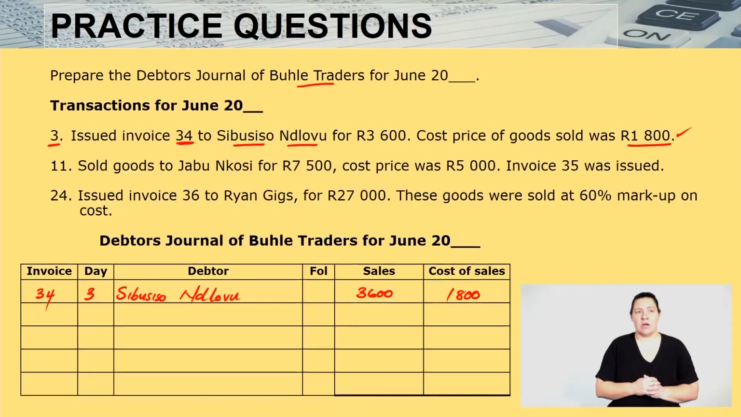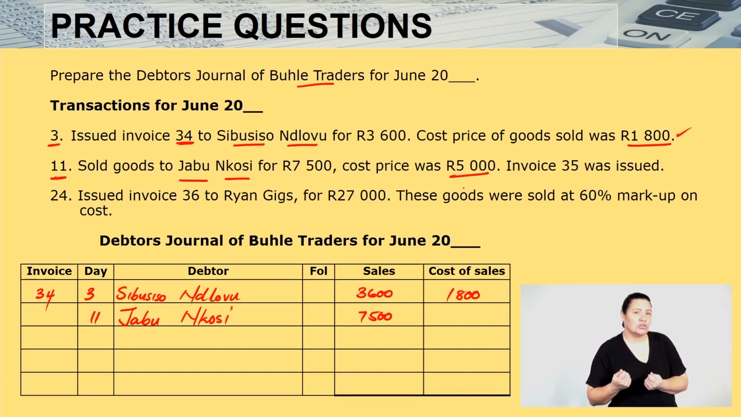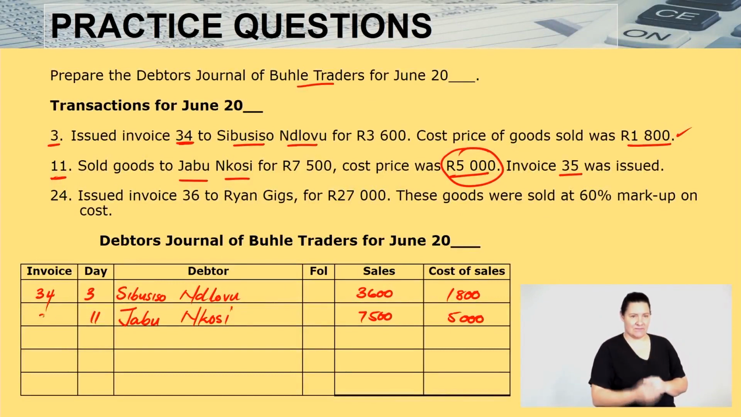It says, sold goods, remember, on the 11th. The date is the 11th. Sold goods to Jabu Nkosi. So, coming here, I'm going to have my Jabu Nkosi. And we sold goods to him for 7,500. And the cost price was given. So, the moment your cost price is given, this makes it even easier. So, you just take your 5,000, you bring it here. Here is my 5,000. And they say invoice 35 was issued.